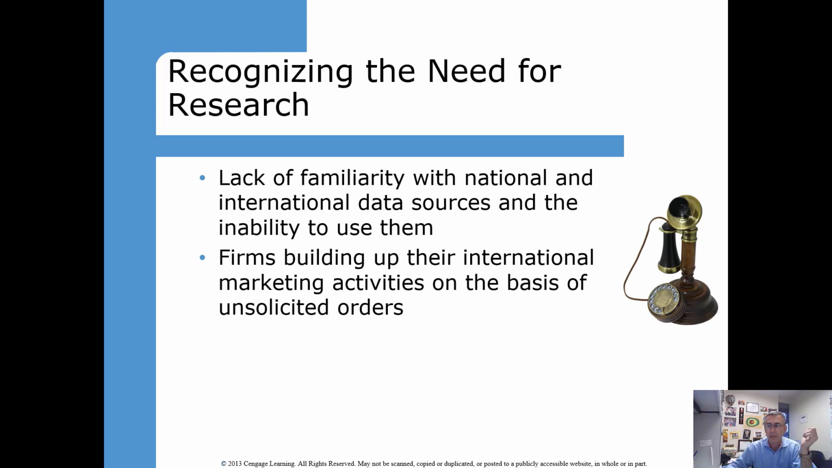And so that's why you always want to make sure that it's better to be proactive, but there's nothing wrong with starting your international process based on unsolicited orders. Let's see, moving on.